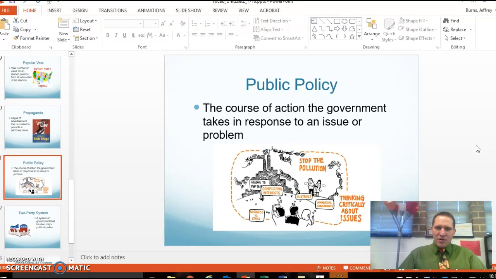All right, public policy. We'll talk about this later in the unit, but it is how the government responds to an issue. So we have something going on, and the government needs to respond. Do they write a new law? Do they change a past law? Do they keep things the same? Do they enforce the law in a different way? What is the government going to do to take action on this problem? An example in this cartoon is pollution. What is the government going to do to change? Are they going to loosen business practices? Are they going to tighten things up? Are they going to pass some new regulations? What are they going to do? That's public policy.